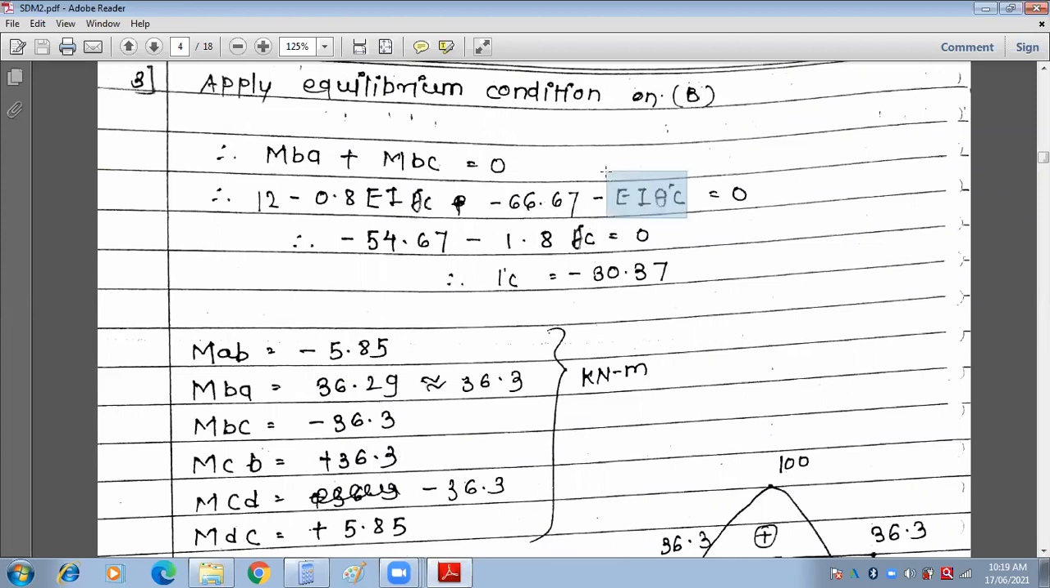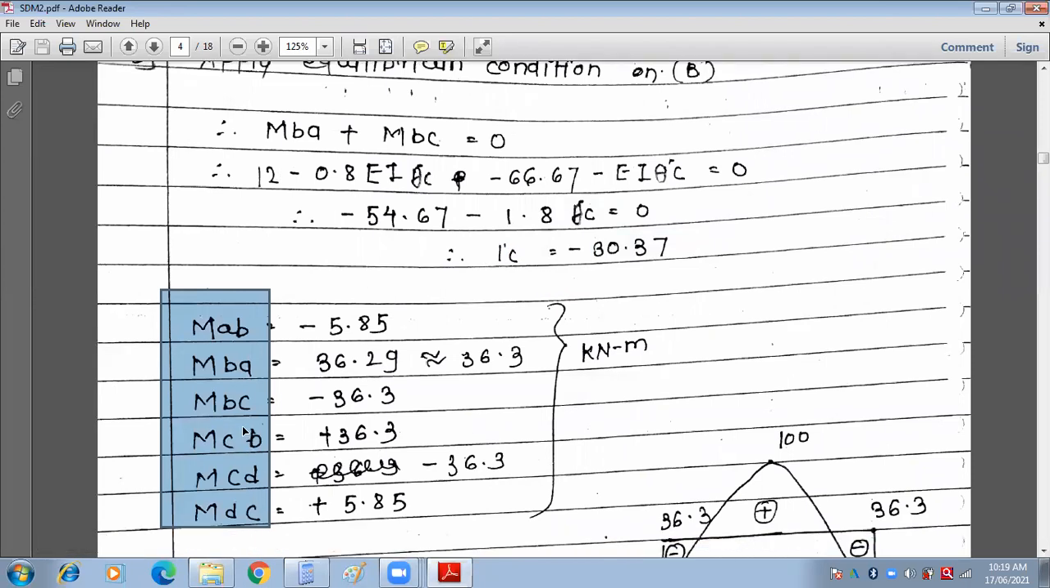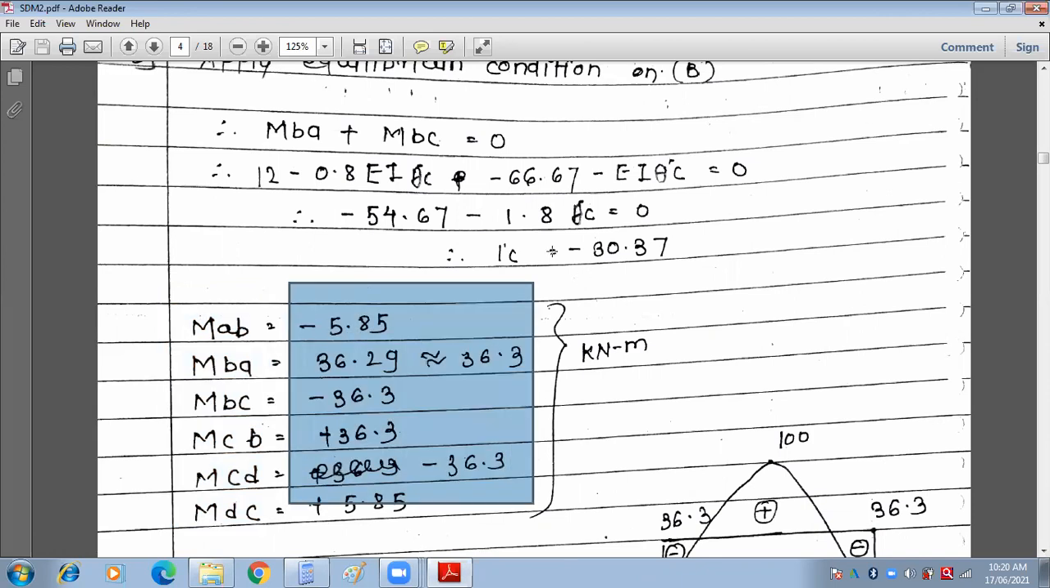Now get together the EI theta C terms. You'll be getting this one. And if you solve this, you'll be getting the theta value as minus 33.37. Now all these terms we have taken in the theta C format. Put this value in the six fixed end moment equations we have derived in the form of theta C, and you'll be getting the moments AB, BA, BC, CB, CD and DC. These are the moments you'll be getting by putting this theta C value in the above equations.